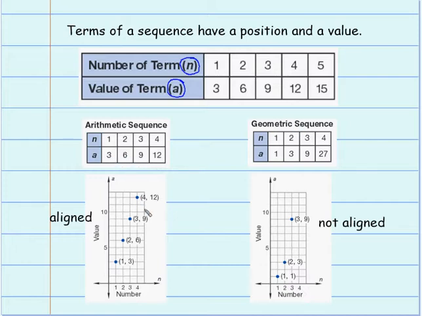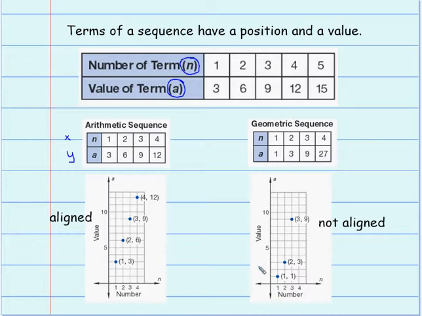Okay, and you can graph those points as the number and the value, like this is your x and this is your y. So the position number is 1, and your value for the term is 3. Your position number is 2, and the value for the term is 6. Okay? Geometric sequence, same values for n. It's going to be the first term, the second term, the third term, and the fourth term. In this case, we have the values of the term as 1, 3, 9, and 27.